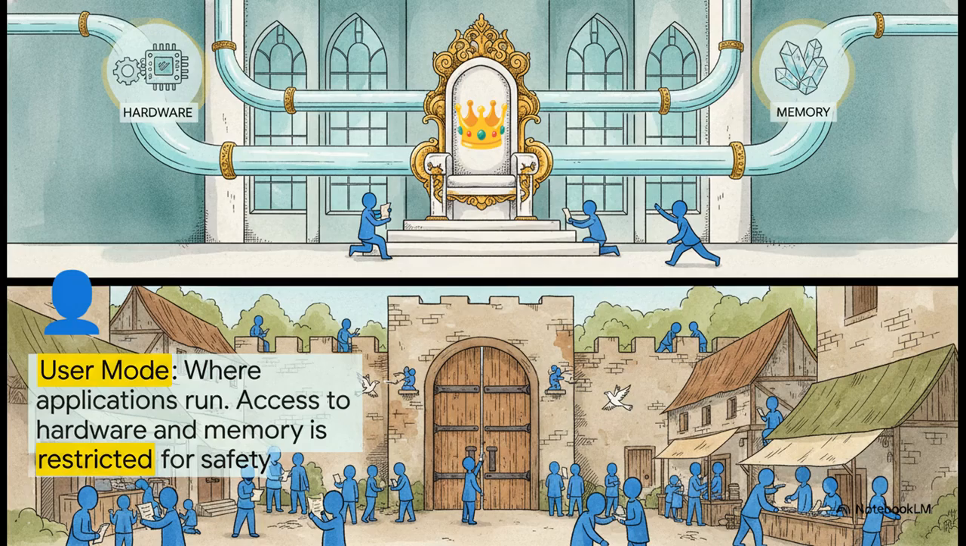Then you have kernel mode. This is the VIP section, the inner sanctum where the OS kernel lives. It has privileged, unrestricted access to do literally anything. This split isn't just a software trick. It's a security feature built right into the hardware.